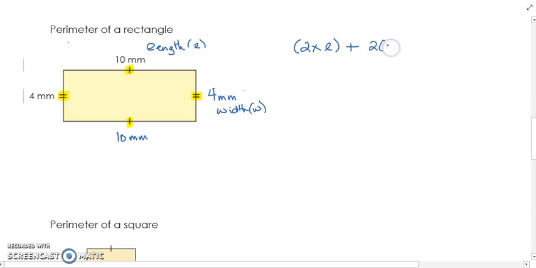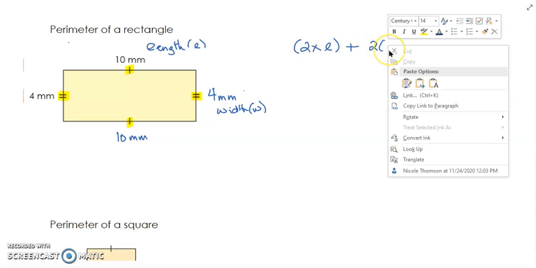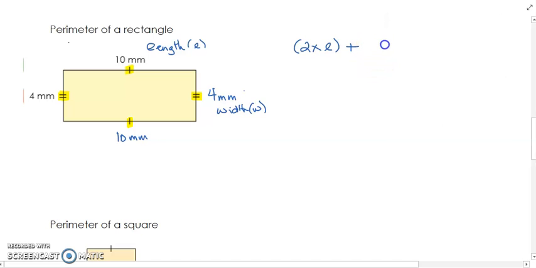You see that? Sorry, my mistake, let me just erase that. Plus, put the bracket in first. Two groups of width. And we know that that is going to give us what our perimeter is, right? That is going to give us what our perimeter is.